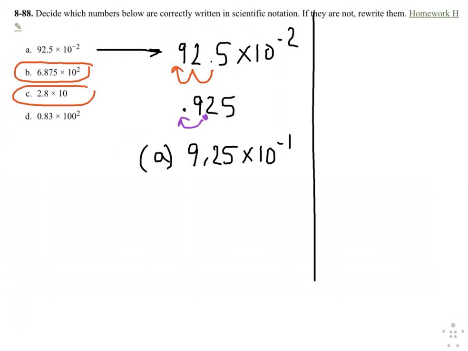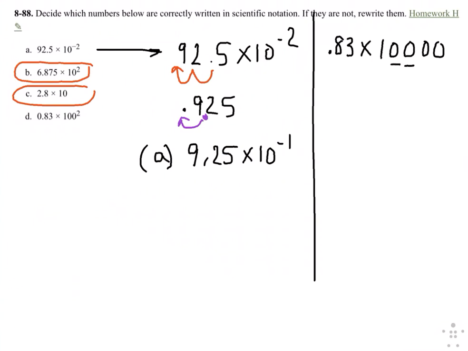D is 0.83 times 10 squared, right? So 0.83 times 10 squared. 10 squared is 10 and 2 more zeros, right? So this is really times 100, you move it to the right, right? So, right, if I did 0.83 times 10, it would be 8.3. So for every 0, I move it once to the right.